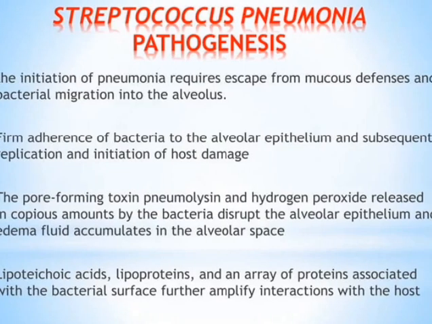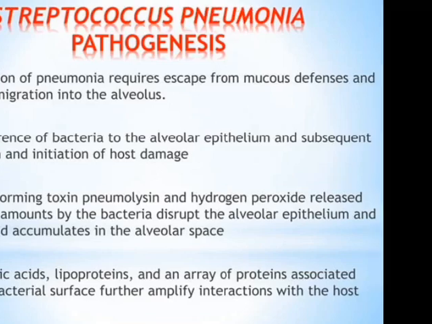Streptococcus pneumoniae pathogenesis. The initiation of pneumonia requires escape from the mucus defenses and bacterial migration into the alveolus, firm adherence of the bacteria to the alveolar epithelium, and subsequent replication and initiation of host damage. The pore-forming toxin pneumolysin and hydrogen peroxide released in copious amounts by the bacteria disturb the alveolar epithelium, and edema fluid accumulates in the alveolar space. Lipoteichoic acid, lipoproteins and an array of proteins associated with the bacterial surface further amplify the interaction with the host.